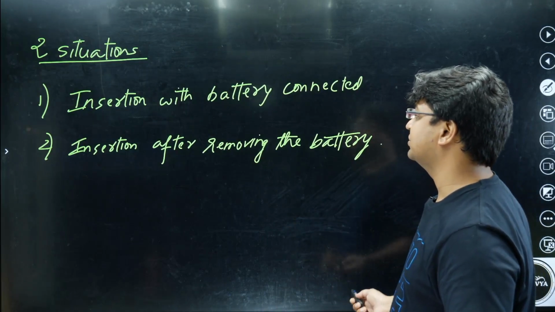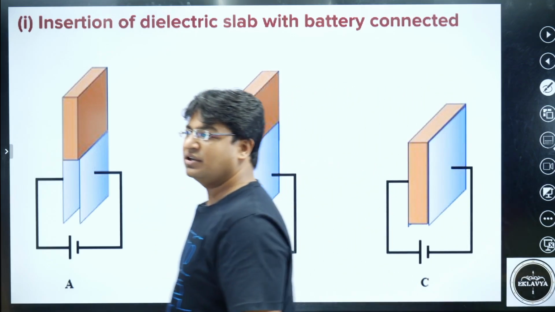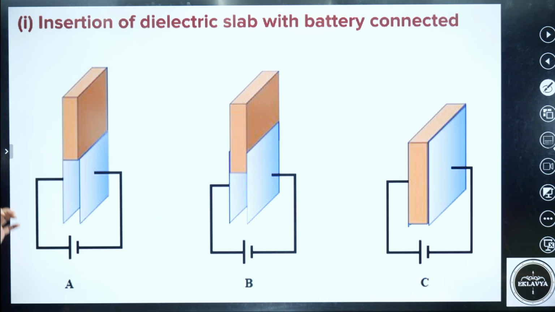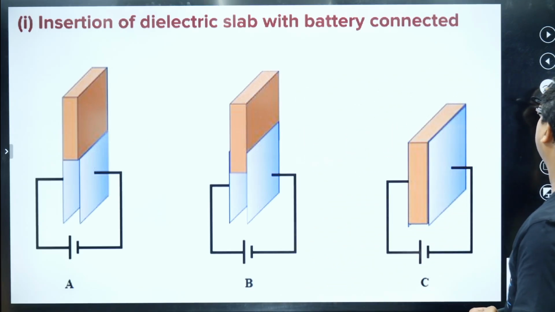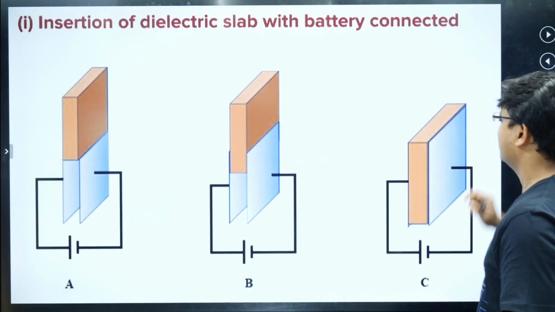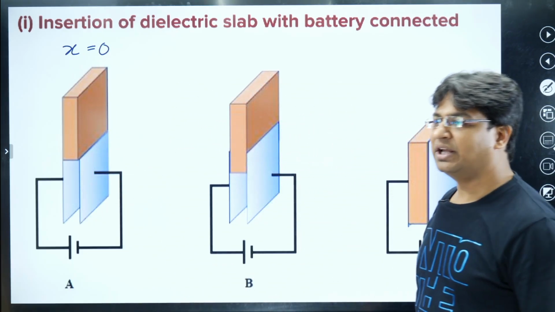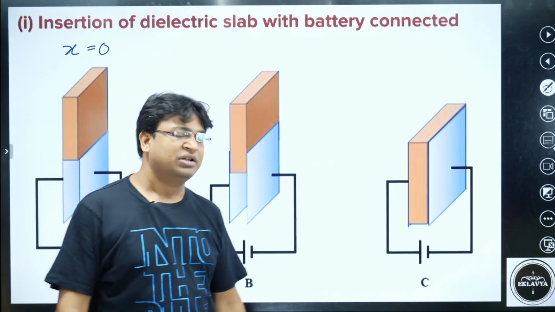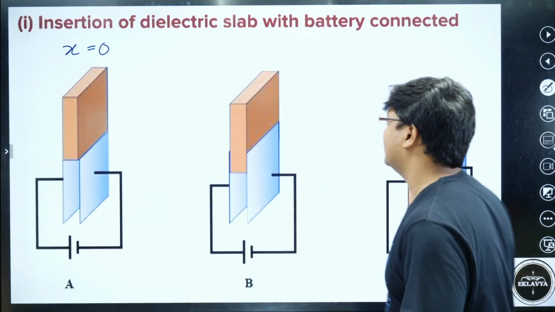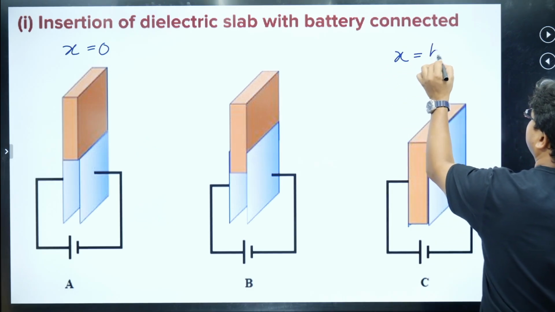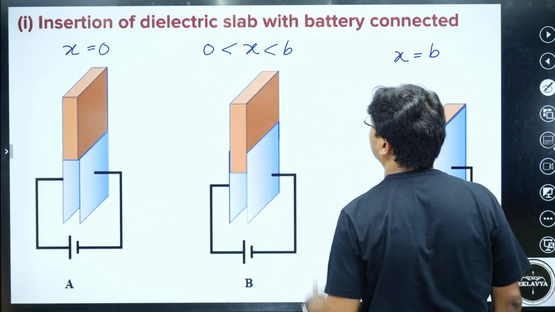Okay, let's get to the first situation. So insertion of dielectric slab with battery connected. So guys, you see three figures here. This figure A demonstrates the starting process. Like we have just begun inserting the dielectric slab within the plates. In this situation, X is 0. Then the third figure, figure C, demonstrates the event when the slab is completely between the plates. This is the case when X becomes equal to B, and this is a general scenario when X is more than 0 but it is not yet equal to B.